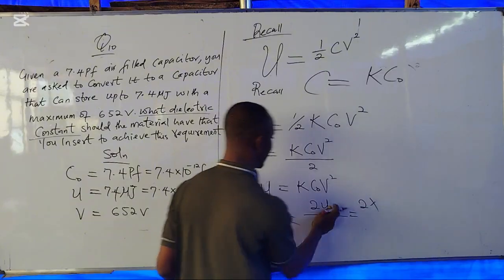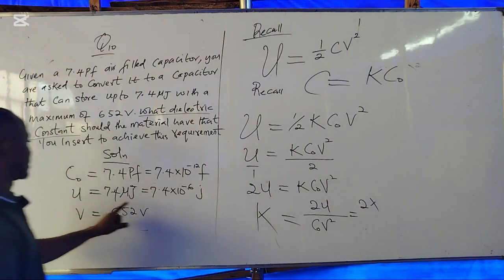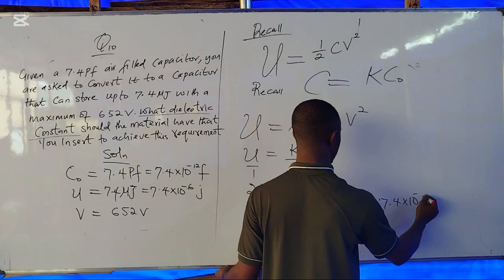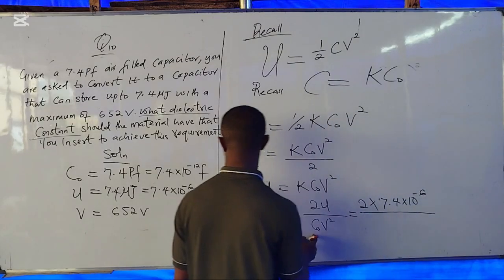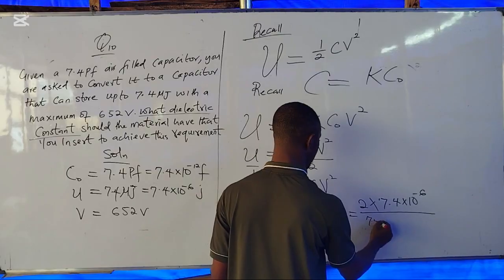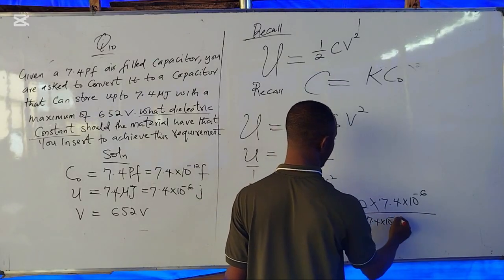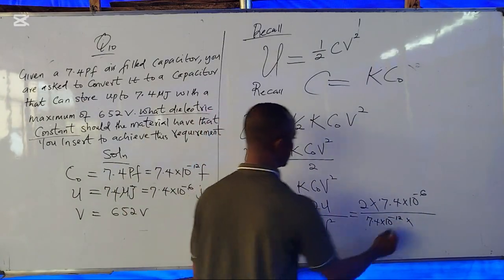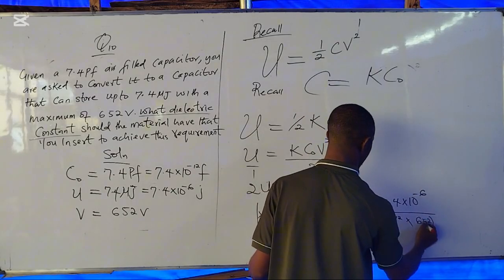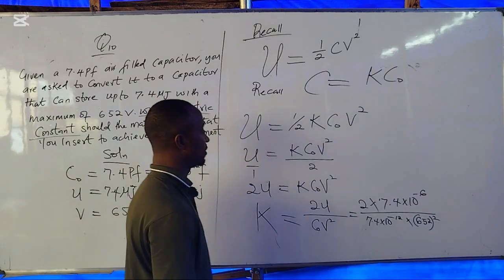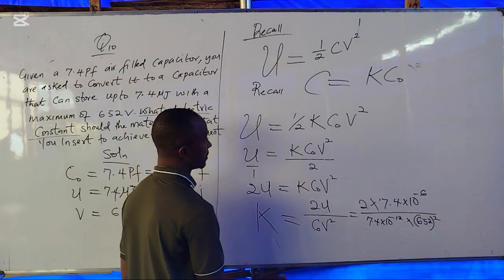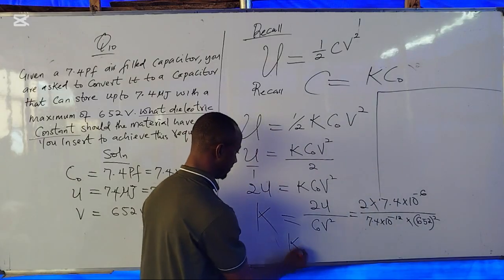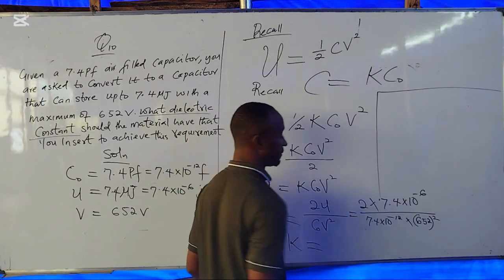And that will give us 2 times the energy, which is 7.4 times 10 to the minus 6, divided by C naught, which is 7.4 times 10 to the minus 12, times V, which is 652, all squared. Let's multiply the numerator. Let me use this small space here to solve the remaining, but let me just continue with this. Our K becomes 2 times 7.4, what is that?